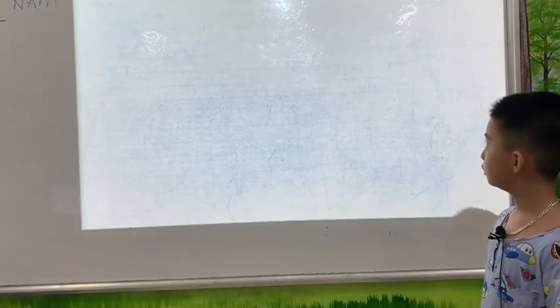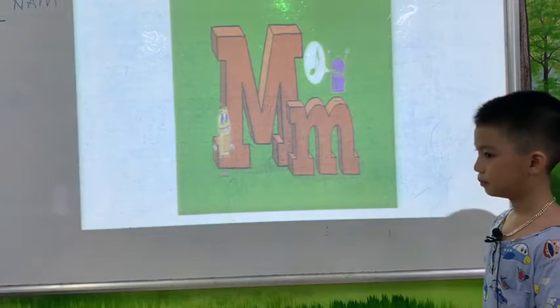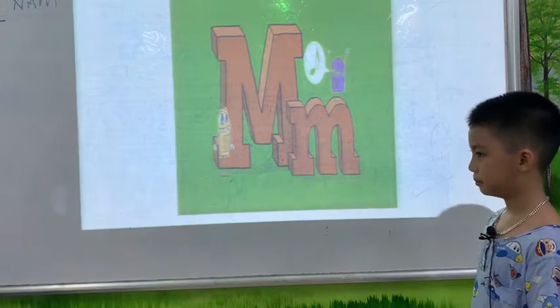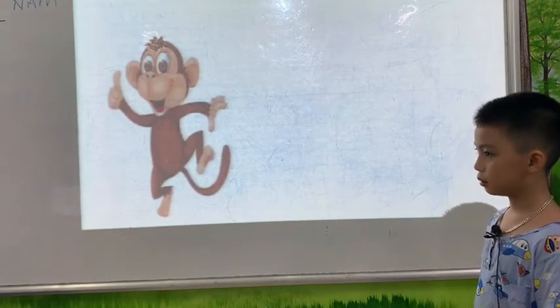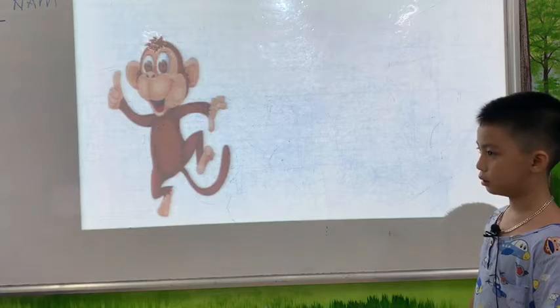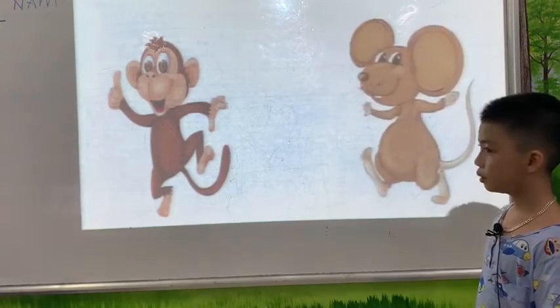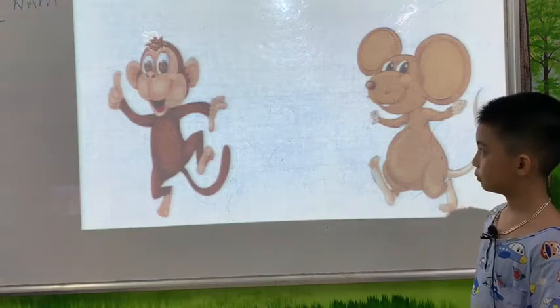Yes. Good. Okay, now. Letter M. M. Okay, M sound. Very good. Okay, what's it? It's a monkey. Good, it's a monkey. Okay, how about this one? It's a mouse.